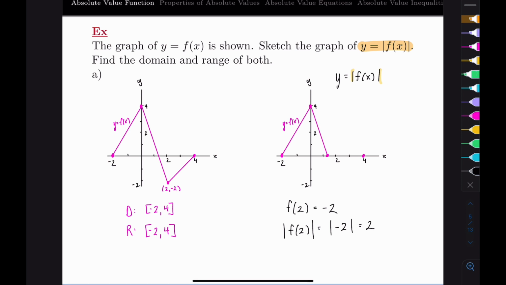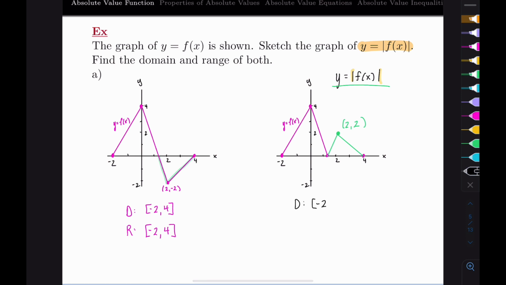All of these pieces are going to flip up. So instead of going through 2, negative 2, I now go through 2, positive 2 for this particular function. So this triangle that was below the x-axis flips up and becomes positive, okay? So what this does is it doesn't impact the domain at all. The domain of this thing is still negative 2 to positive 4.